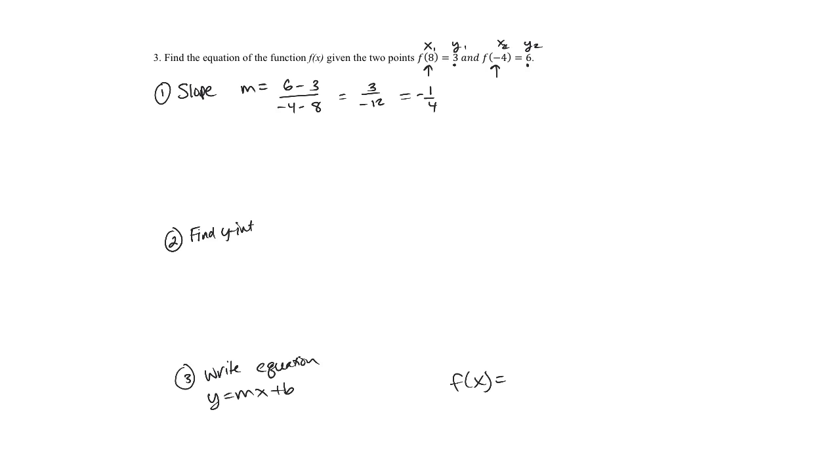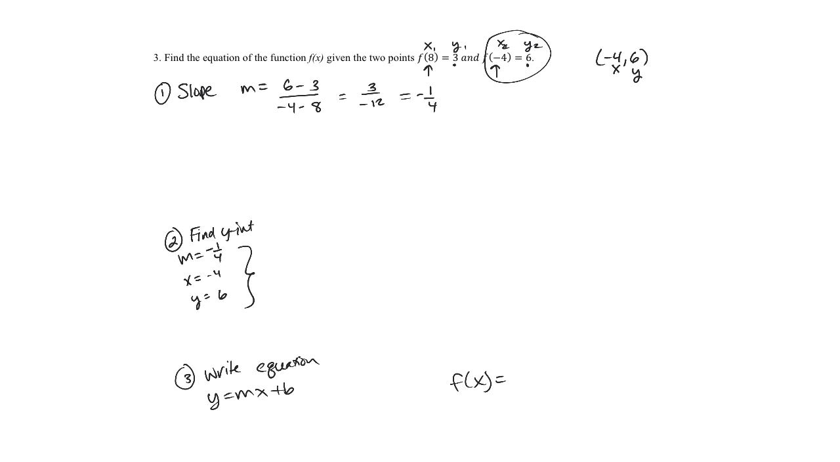Next step, find the y-intercept. Choose a point. I'm just going to choose this one. The x value is negative 4, the y value is 6. So there's my x, there's my y. And the slope I just found is m equals negative 1/4. The x I'm going to use is negative 4, and the y is 6.